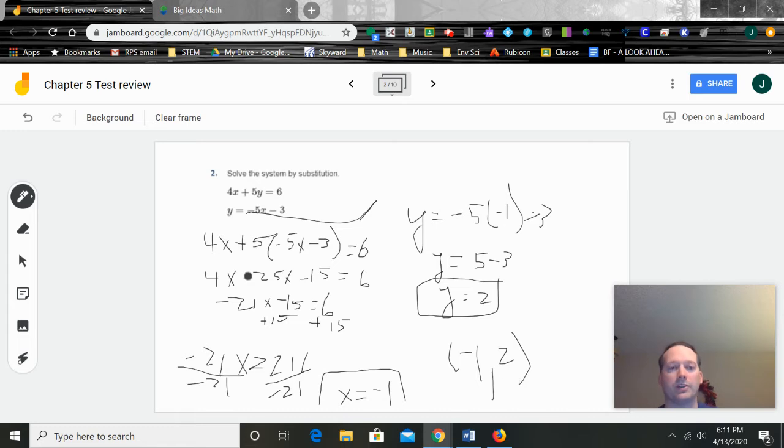Now we can check that real quick just by plugging it in. So 4 times negative 1 is negative 4, plus 5 times 2 is 10. So negative 4 plus 10 is 6. And then here, negative 5 times negative 1 is 5, minus 3. 5 minus 3 is 2, and that's what we came up with.